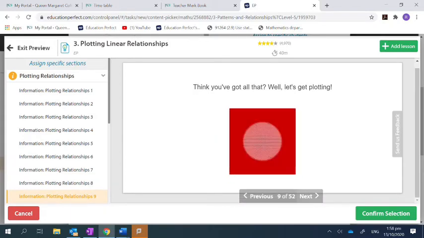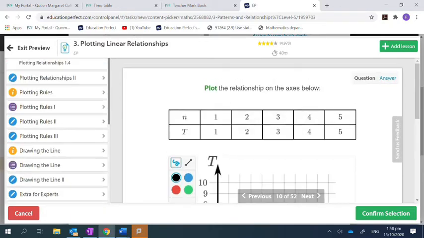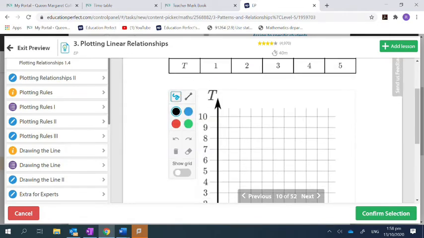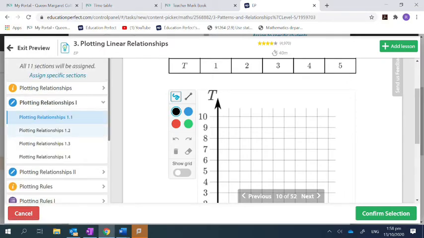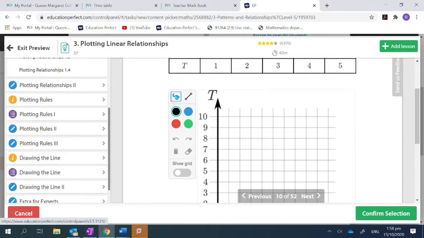Let's get plotted. Okay. Think you've got all that? I sure do. All right. Good deal.